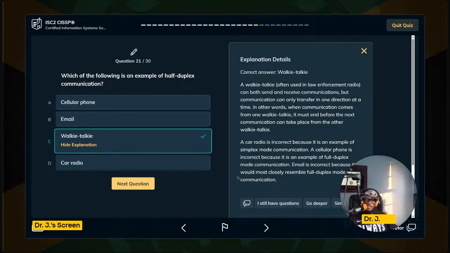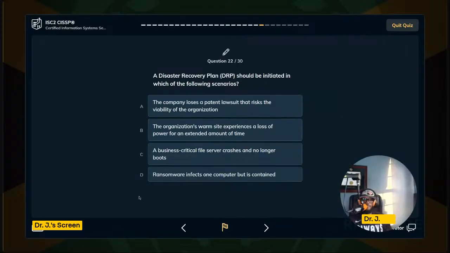So to say email is incorrect, because it would most closely resemble full duplex mode communication. There's actually another term for when it comes to email. I can't quite remember right now. I have to look that up.